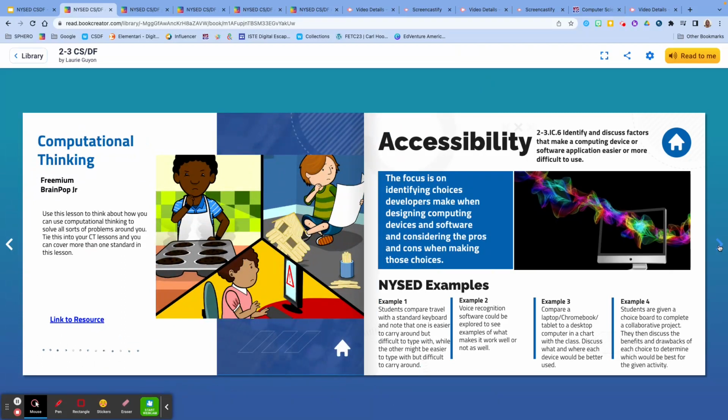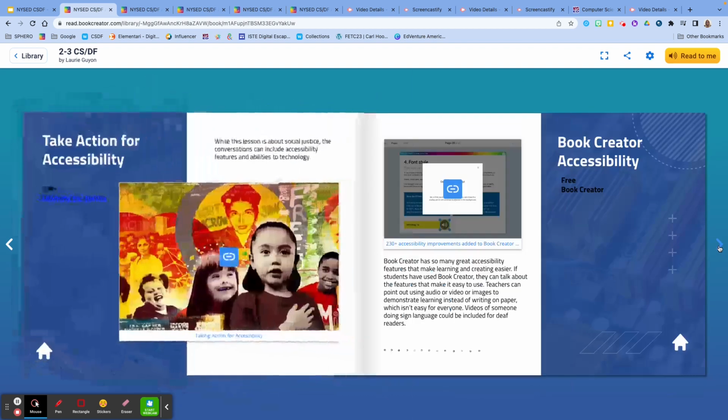And then we get to the one standard we have for accessibility, which is identify and discuss factors that make a computing device or software application easier or more difficult to use. So you can do some compare and contrast activities. You can have your students decide if they would rather use a keyboard or a mouse or a touch screen, and have those conversations about how it helps or hinders how they function.